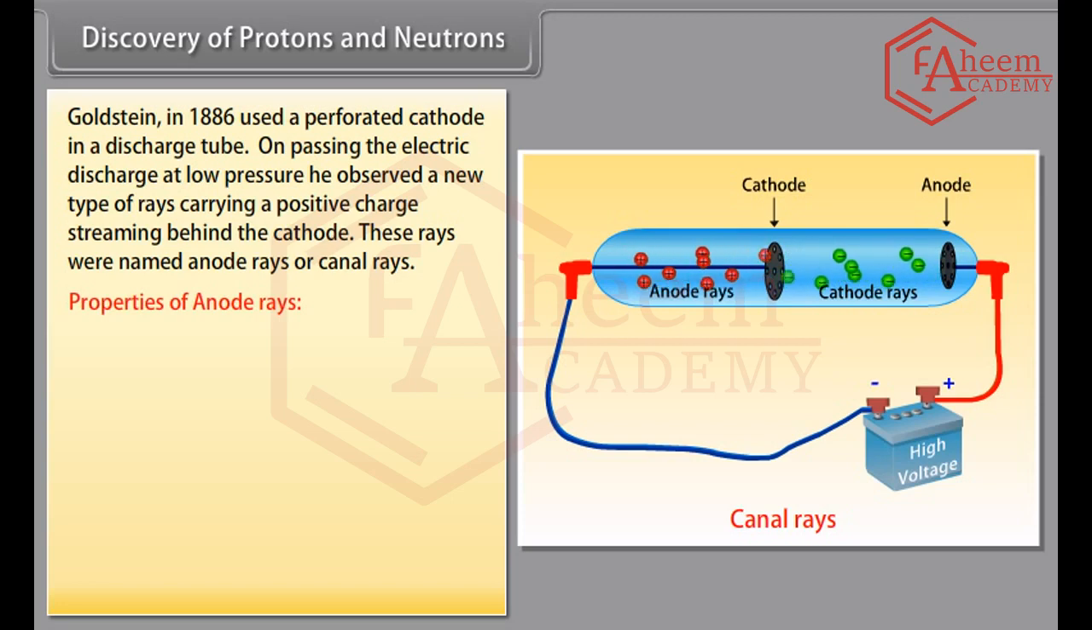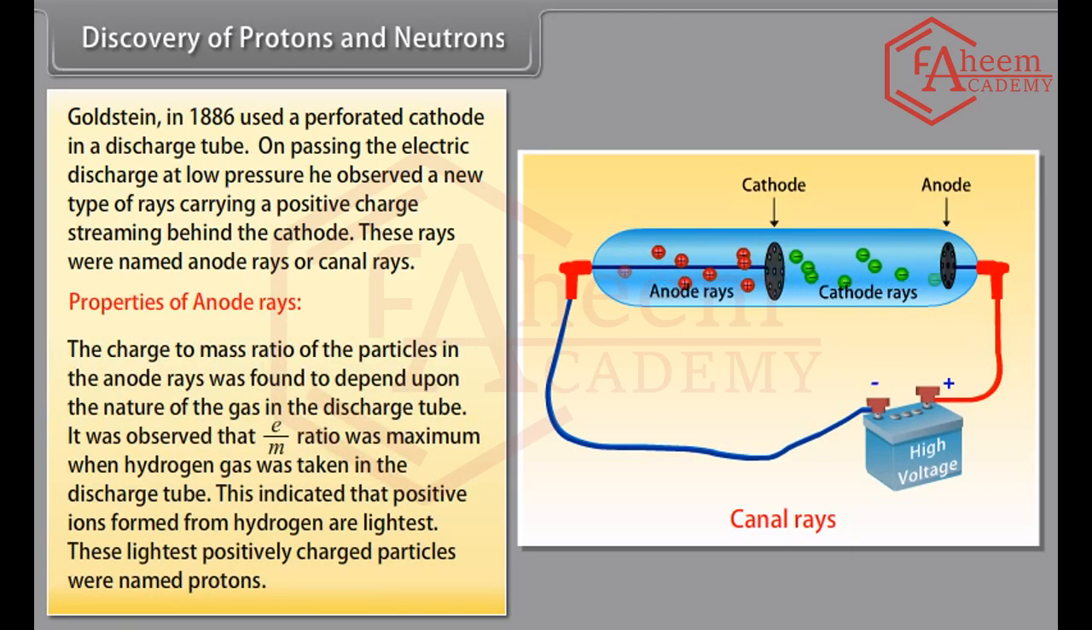Properties of anode rays. The charge-to-mass ratio of the particles in the anode rays was found to depend upon the nature of the gas in the discharge tube. It was observed that e/m ratio was maximum when hydrogen gas was taken in the discharge tube. This indicated that the positive ions formed from hydrogen are lightest. These lightest positively charged particles were named protons.